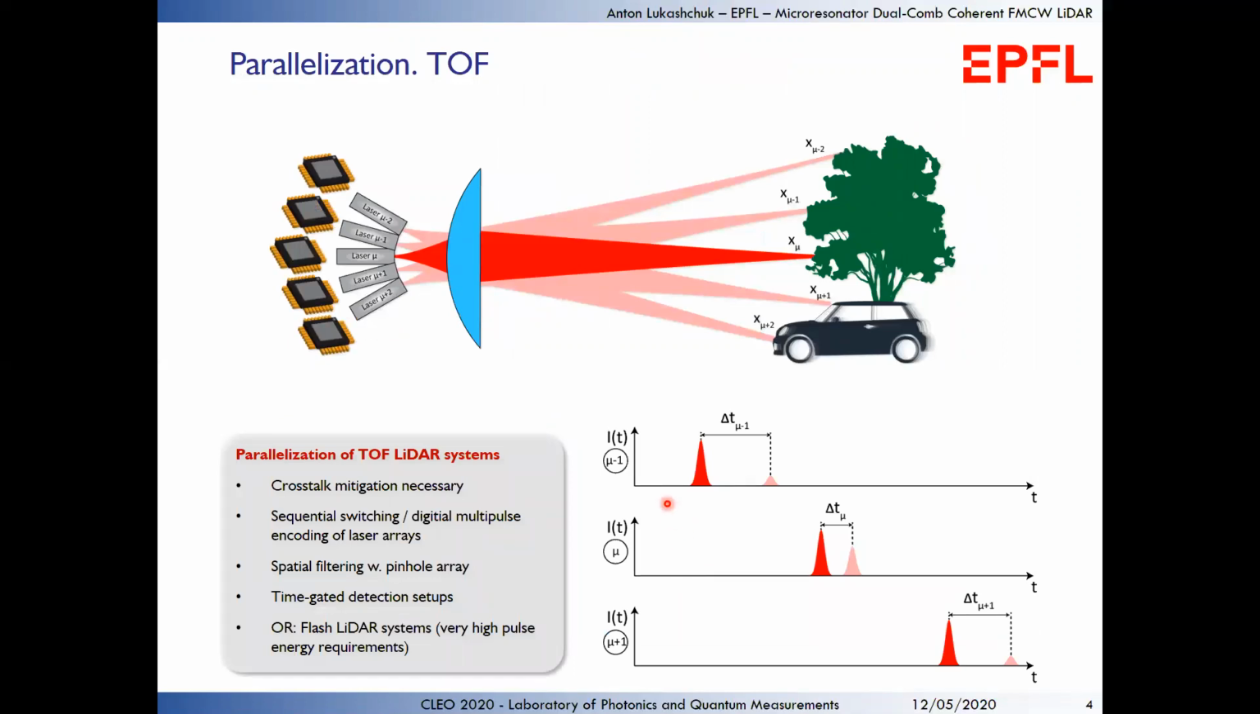To improve your time-of-flight LiDAR system, you parallelize it, you introduce multiple sources, but however, you suffer from crosstalk and you need to mitigate that. So you implement sequential switching or spatial filtering or time-gated detection. That means that effectively each of the lasers operates in its distinct time window. Or you can use flash LiDAR systems, which however require high energy pulses and again suffer from crosstalk. If you imagine you have a flash LiDAR car next to you and it will illuminate you.